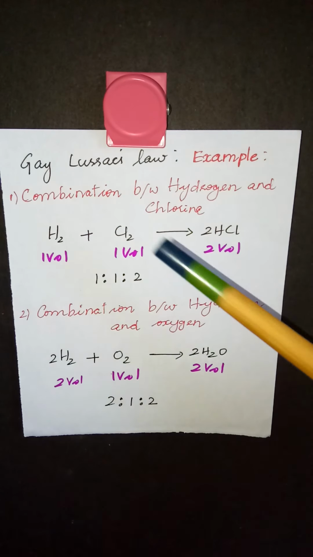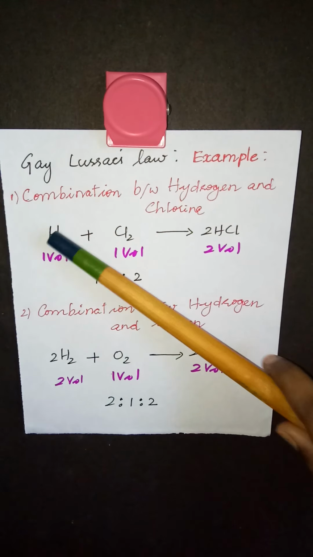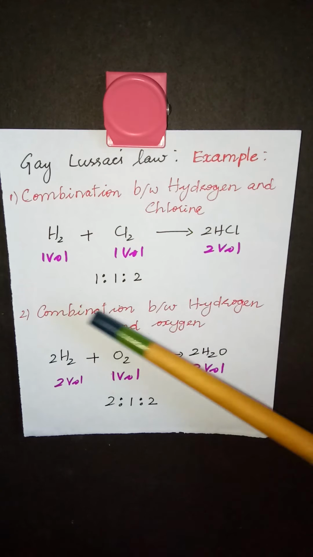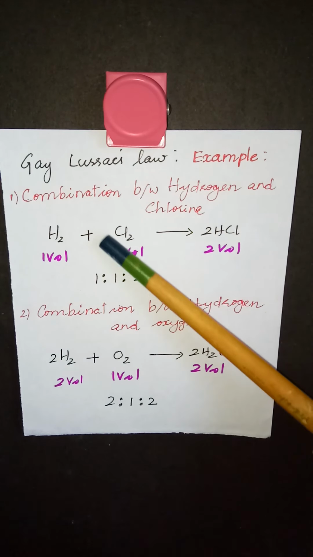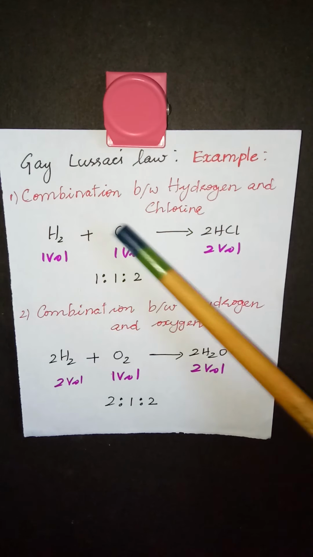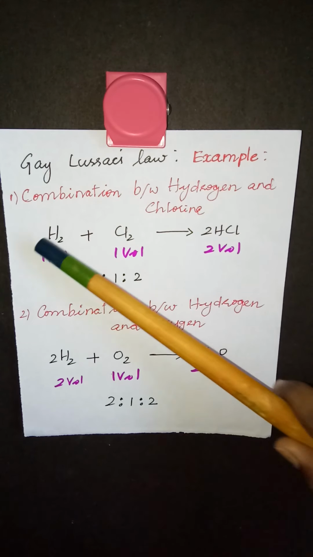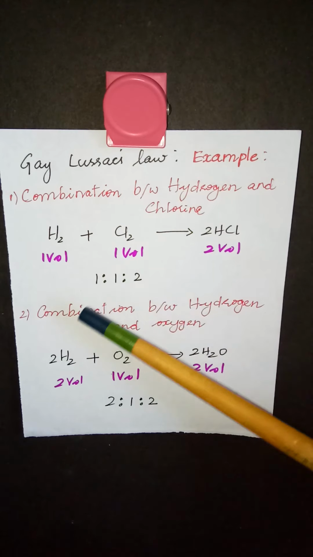In the first example, we have a combination between hydrogen and chlorine. See, hydrogen reacts with chlorine to give HCl, hydrogen chloride. Here you are taking one volume of hydrogen and one volume of chlorine, and you're getting two volumes, because you're balancing H2 Cl2, so you're putting a 2 here. It is giving you two volumes. See the ratio, 1 is to 1 is to 2. They combine in a simple ratio.